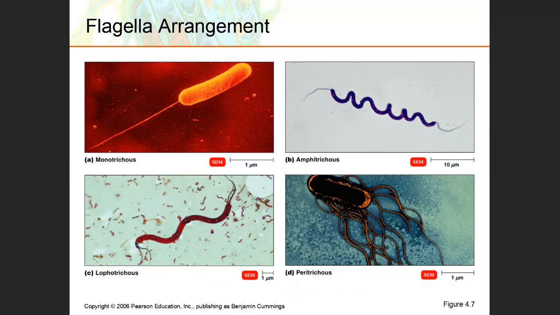Now, if flagella are present, there are 4 characteristic arrangements. One single flagellum, we call that monotrichous. And trichous is a Latin word for hair. So it's like one single hair. A flagellum on each end is amphitrichous.